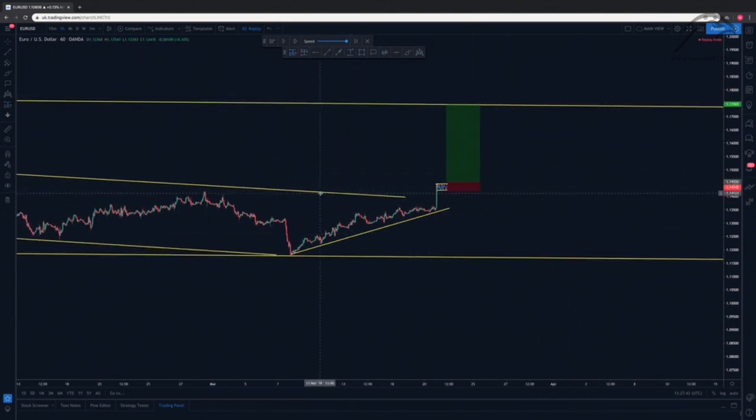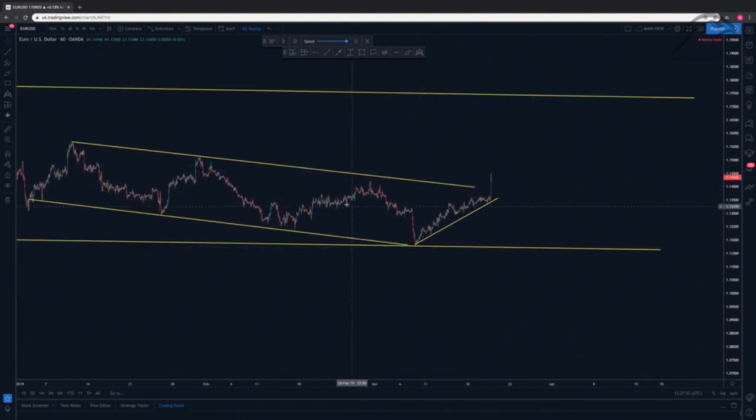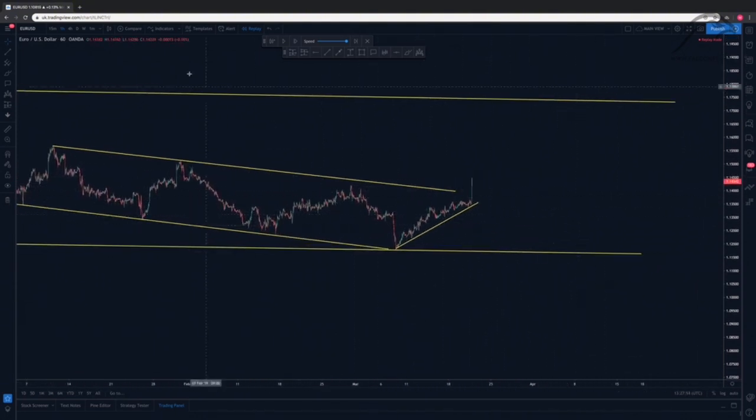So you can see how, if you didn't know how to look at it in this perspective, you may have actually been caught in the buy or looking to get long just because you saw that one impulse candle, forgetting 80-20 and forgetting the bigger picture. So really, really important lesson there. I hope that helps. That is Euro Dollar.